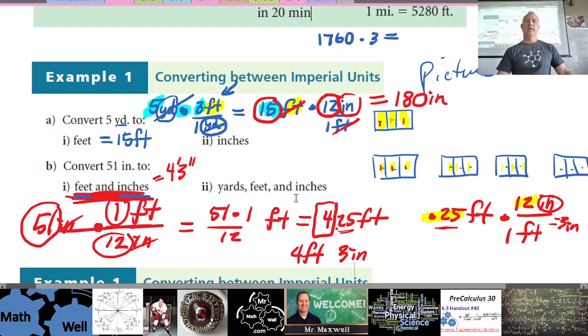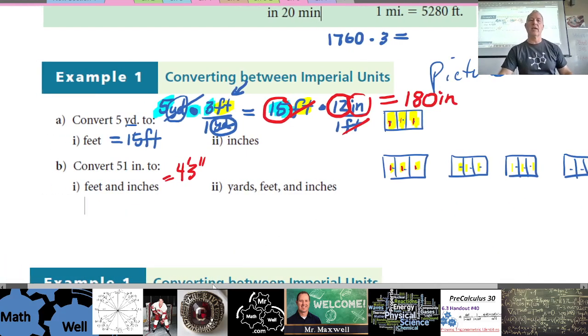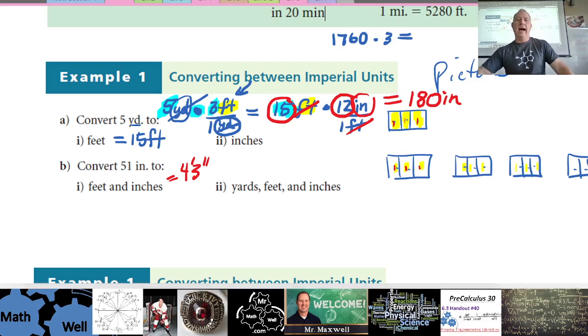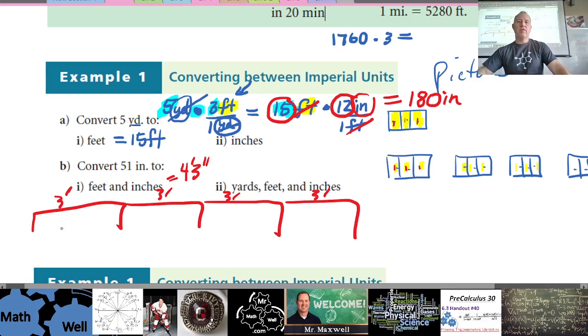All right, the final one is yards, feet, and inches. So pictorially, or just thinking through this, you could say, how many groups of 3 feet do I have? Because that's 1 yard, right? 3 feet. Come on now. So how many groups of 3 feet do I have? I'm going to write a bunch here, but I don't think we have that many. So this 3 feet is actually how many inches?